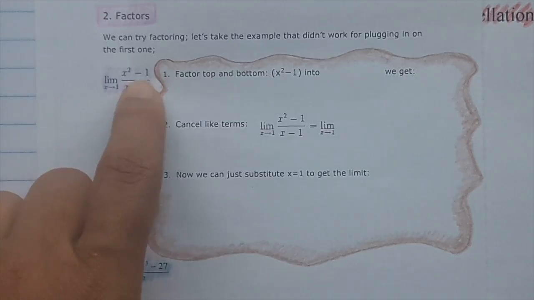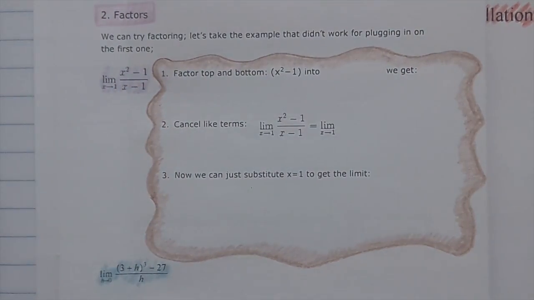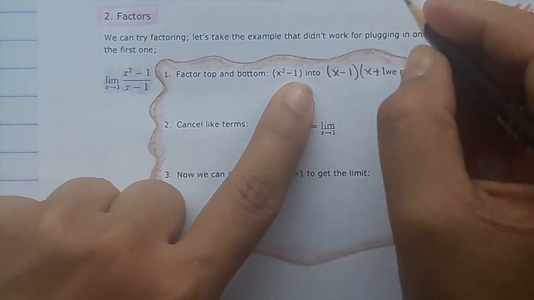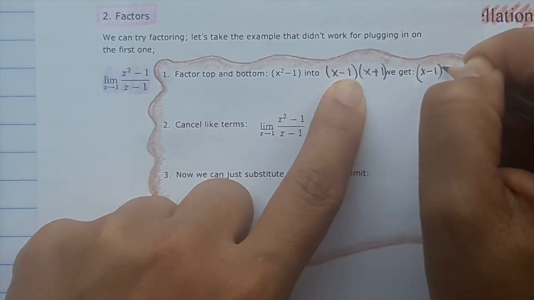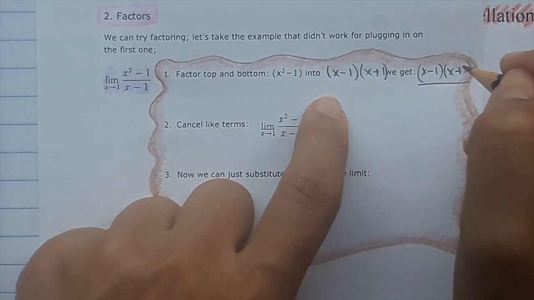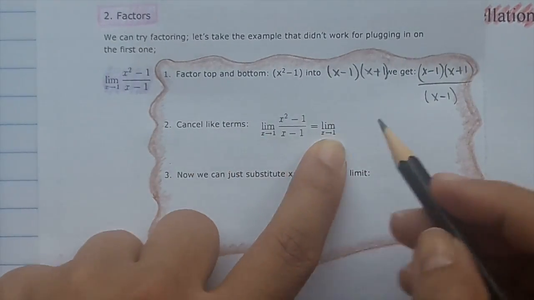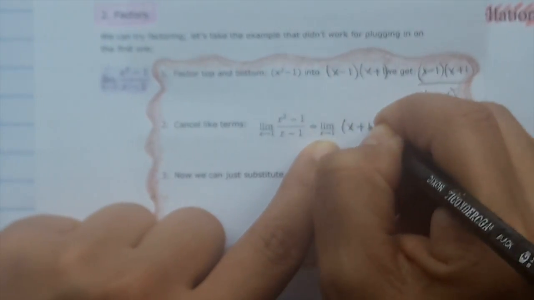So let's take a look at what if it doesn't work out where you can just plug it in. Well, the other thing is you can factor. So we're going to factor the top. That's going to factor to x minus 1, x plus 1. On the top we have x minus 1, x plus 1. On the bottom we have x minus 1. When you factor, notice that you can cancel like terms. So you're going to cancel x minus 1, and now you're left with x plus 1.